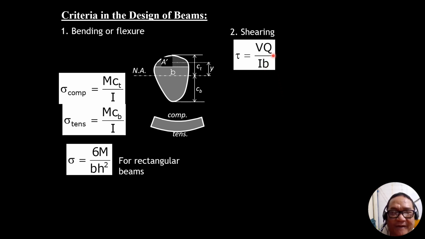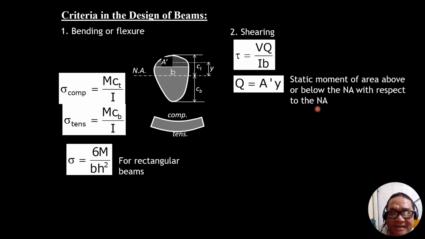But you have to define Q, which is the static moment of area. Therefore, it is just area prime times y. Remember, y is the distance from the neutral axis to the centroid of the area. So we define that as the static moment of area above or below the neutral axis with respect to the neutral axis.